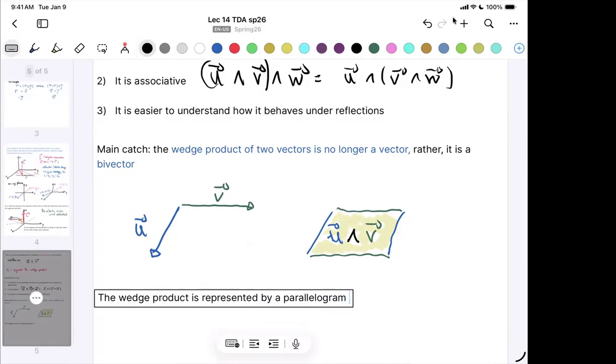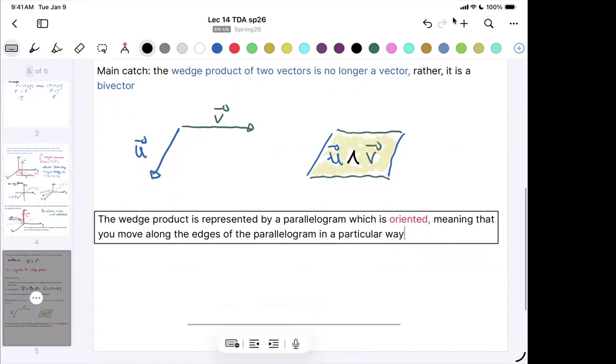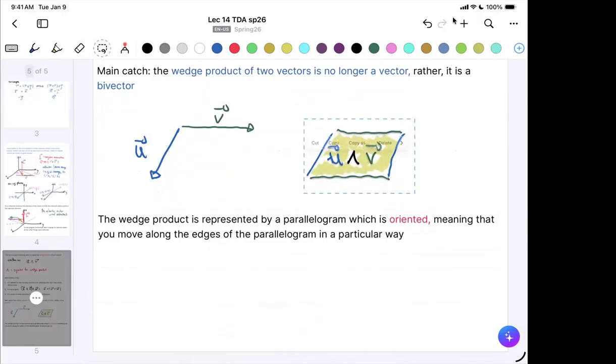But the only thing is that it has to be oriented, meaning that you have to move along the edges of the parallelogram in a particular order. For example, and this will be the last thing I draw for today, and then we can take it from here next time.